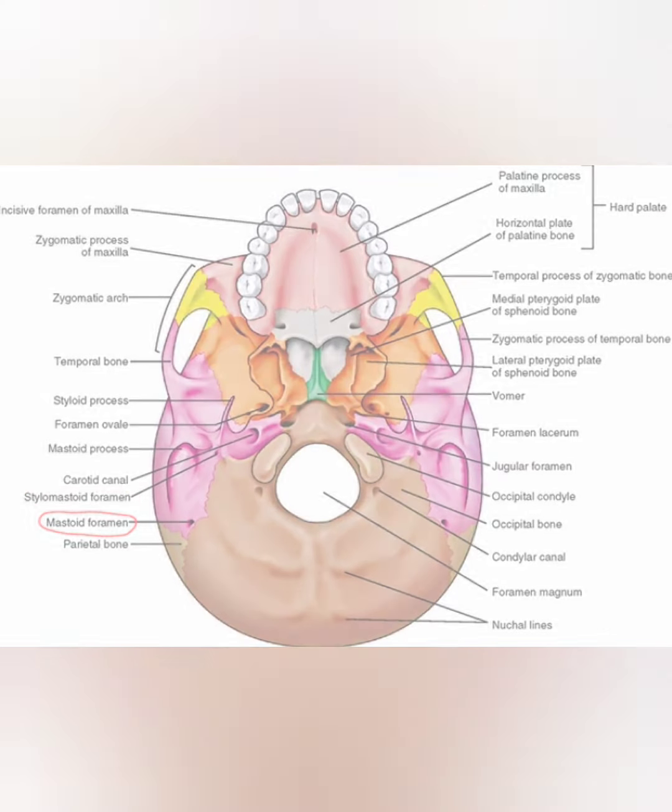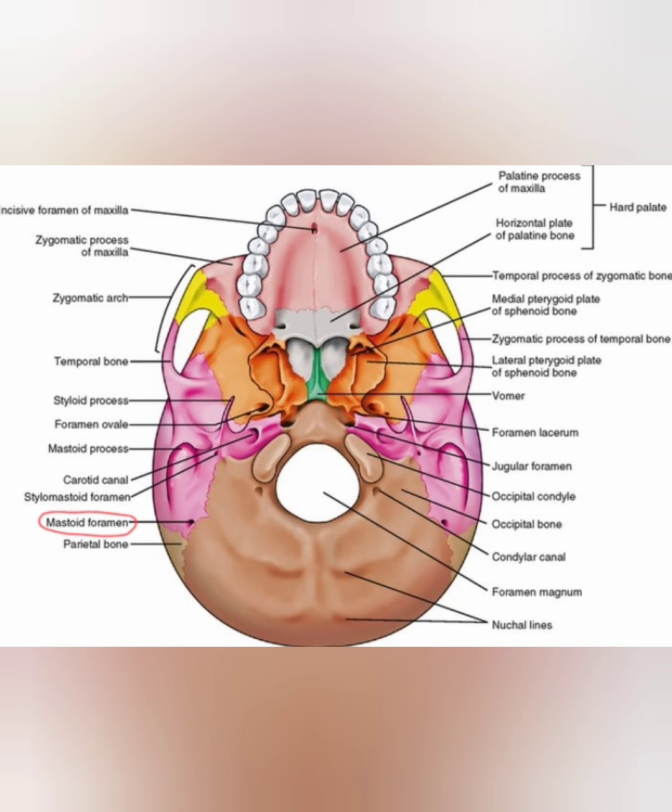Moving downwards, we have mastoid foramen. The mastoid foramen transmits the meningeal branch of occipital artery and the emissary vein connecting sigmoid sinus with posterior auricular vein. Finally, we have the condylar canal. This is the posterior condylar canal. The anterior condylar canal is nothing but the hypoglossal canal.